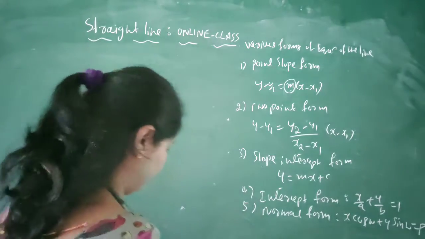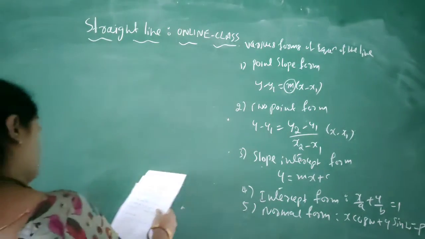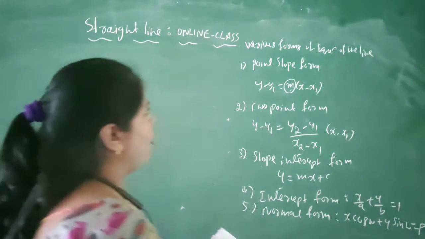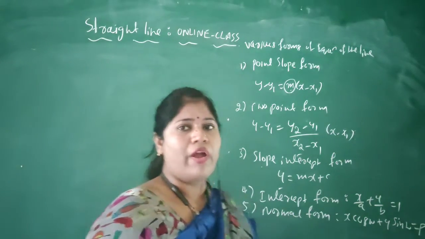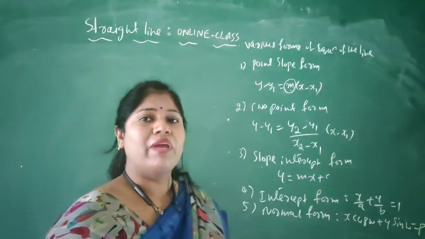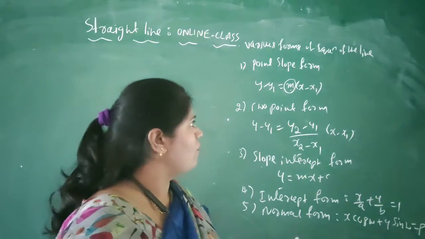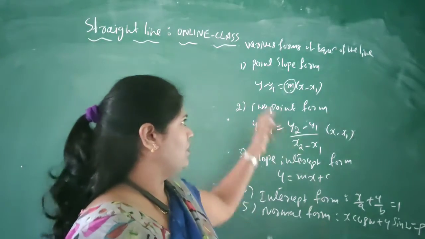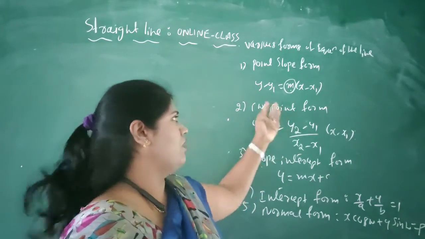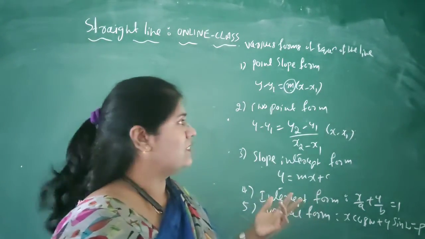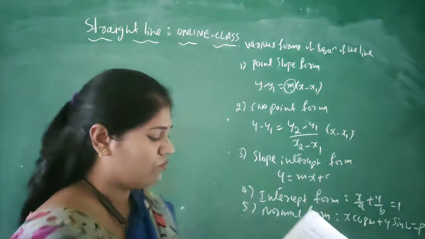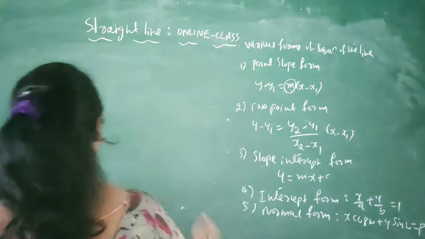The first one is point slope form. What will be the formula for point slope form? It is y minus y1 equals m of (x minus x1). Based on this equation, questions will come in the examination for 2 marks. So the question will be like this: find the equation of the line.